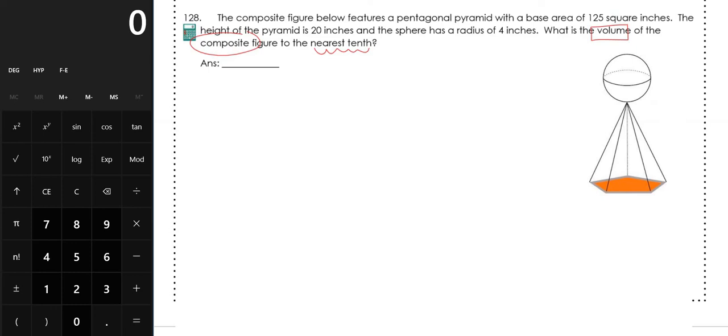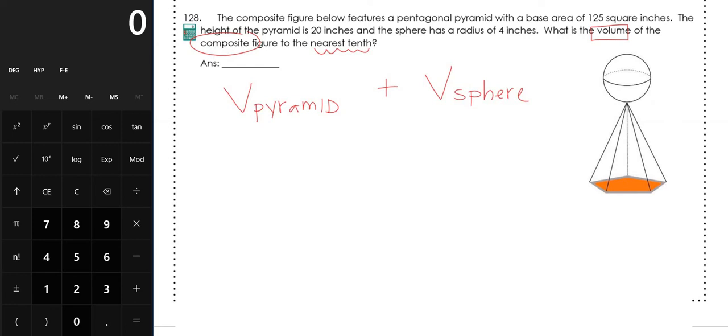So if we want to find the total volume here, we're going to have to find the volume of the pyramid and the volume of the sphere and then add them together. Okay, let's start with the volume of the pyramid. Let's take a look at what they gave us.